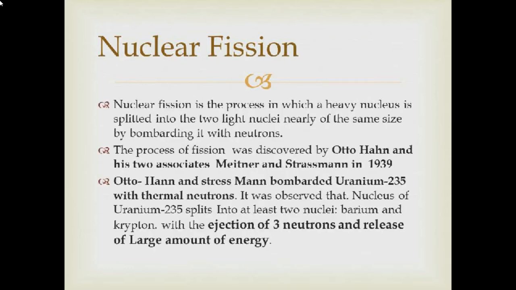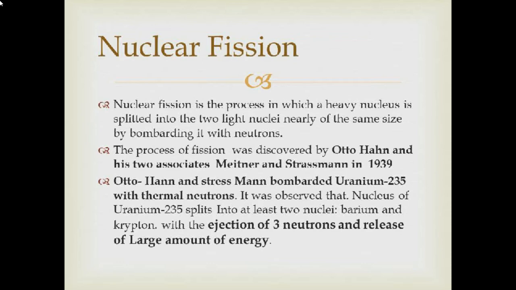Nuclear fission is the process in which a heavy nucleus, here uranium 235, splits into two light nuclei, as we saw barium and krypton, nearly of the same size, by bombarding it with neutrons. The process of fission was discovered by Otto Hahn and his two associates, Meitner and Strassmann, in 1939.